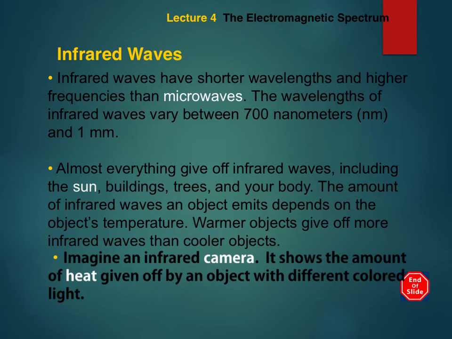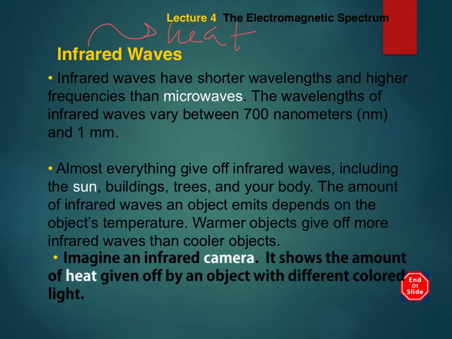Almost everything gives off infrared waves, including the sun, buildings, trees, and your body. The amount of infrared waves an object emits depends on the object's temperature. Warmer objects give off more infrared waves than cooler objects. An infrared camera picks up these heat waves. You can also think about infrared waves as heat waves. So infrared is heat. We know from the previous chapters that objects that are warmer have a higher kinetic energy. The particles are moving at a higher kinetic energy, so they radiate more heat.